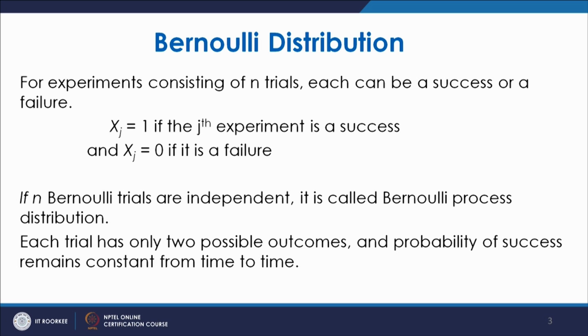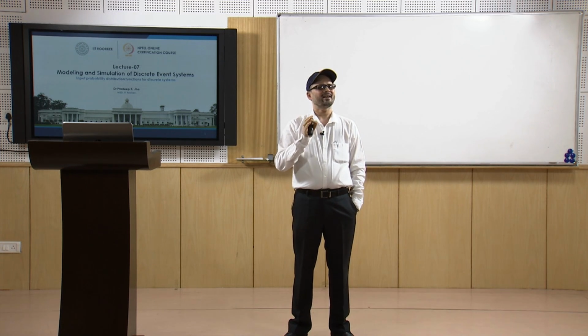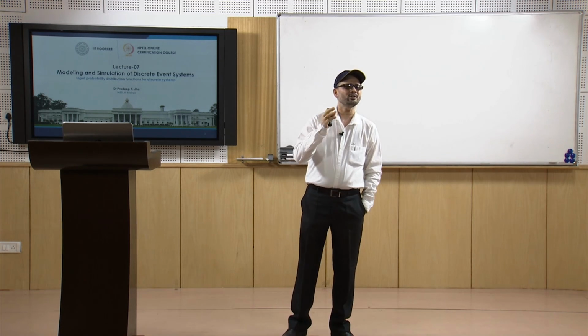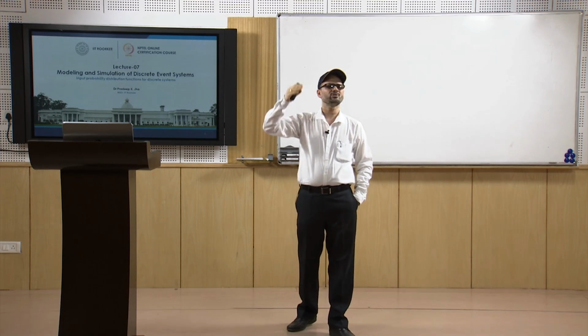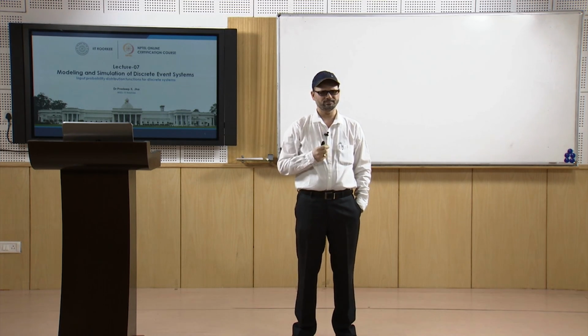When we do an experiment that consists of n trials, and there are only two outcomes, either success or failure, these are normally known as Bernoulli trials. If the n Bernoulli trials are independent, then that is known as a Bernoulli process. The distribution which you get in that case is known as the Bernoulli distribution.